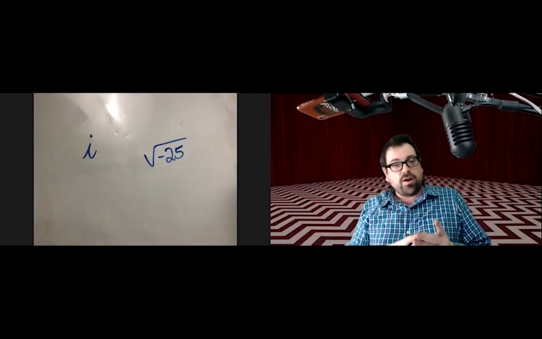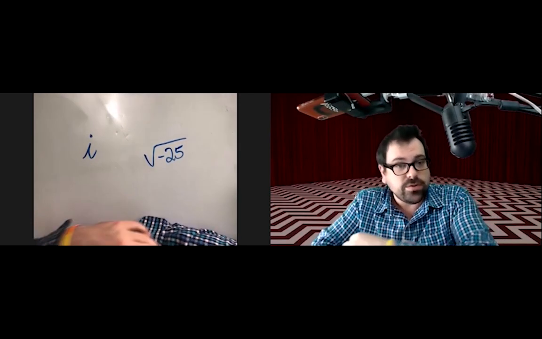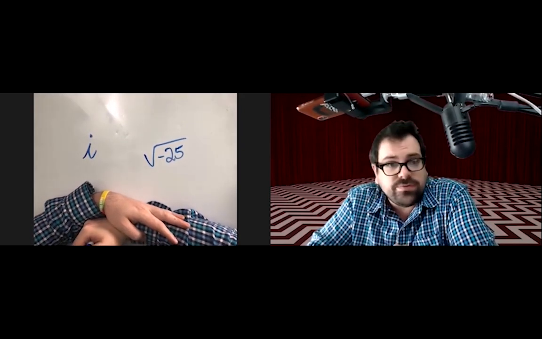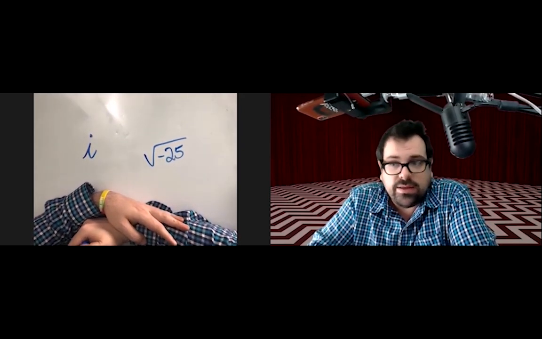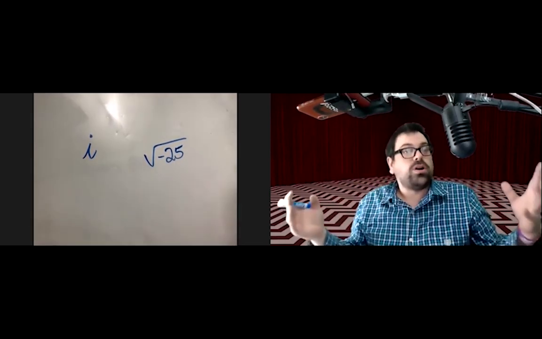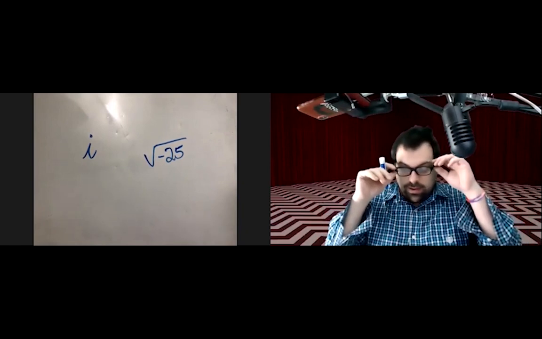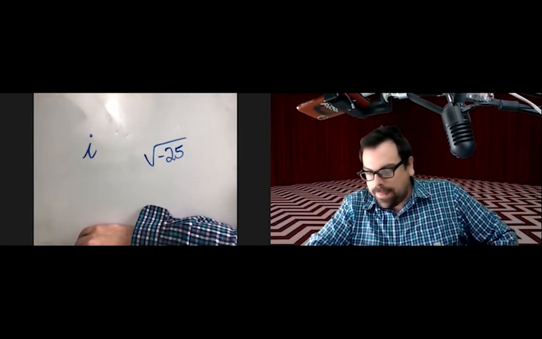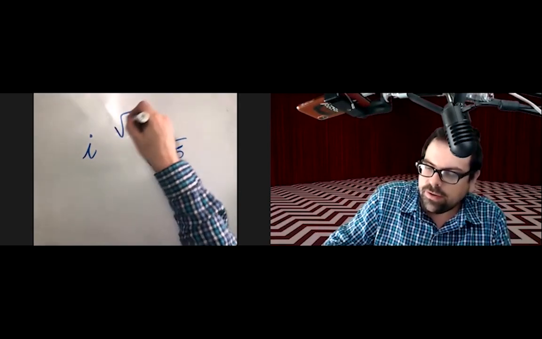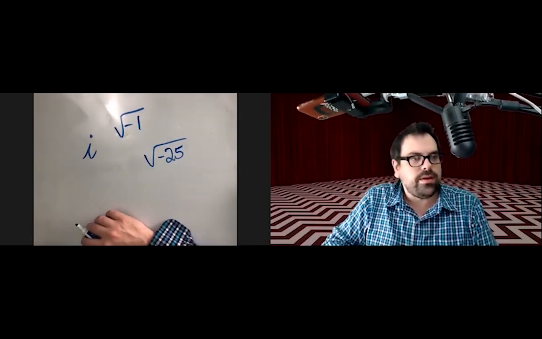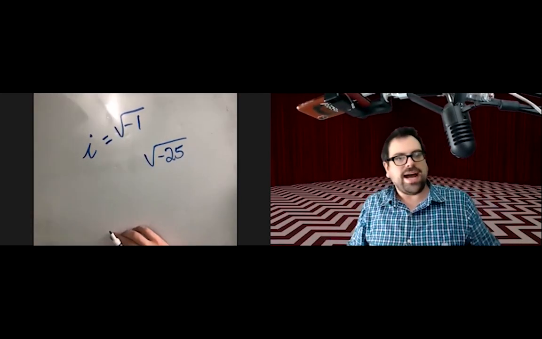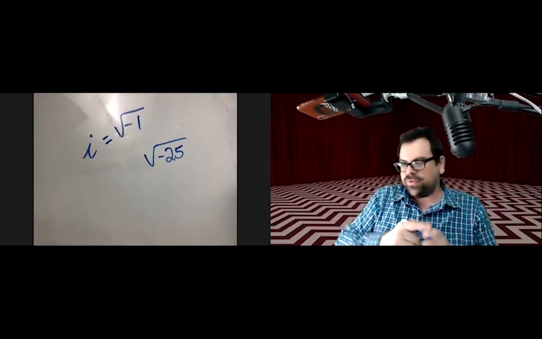And for various reasons that we're not going to get into, mathematicians found it very useful and made math work more. I'll just put it that way. They said, hey, we're going to create a number. The number we're creating is the square root of negative 1, and we're calling it i. i is the square root of negative 1.